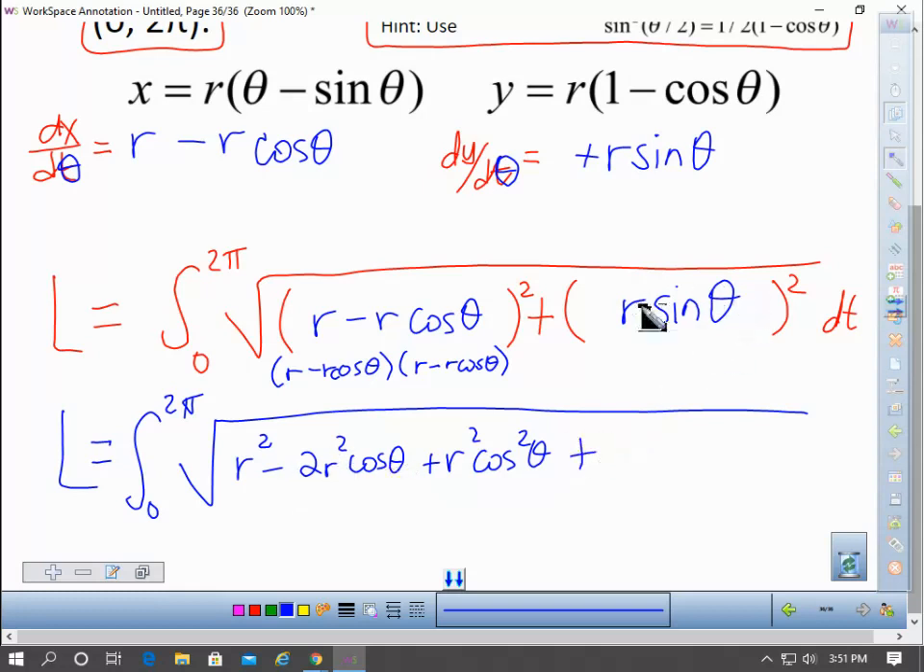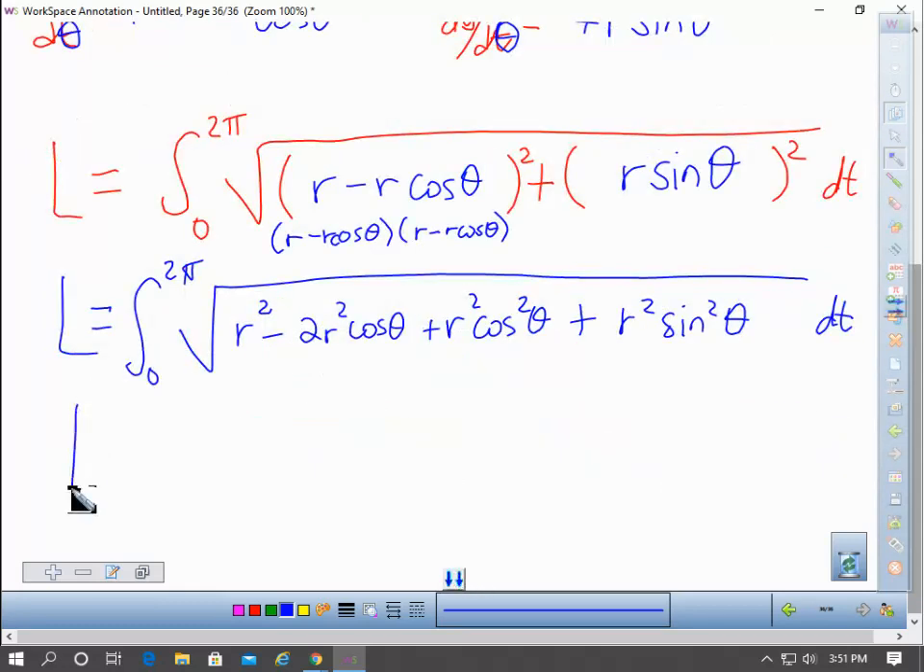All right, so over here, we're just squaring this term. This is one term, so we square this, we get r squared sine squared. All right, so now we're going from 0 to 2 pi.